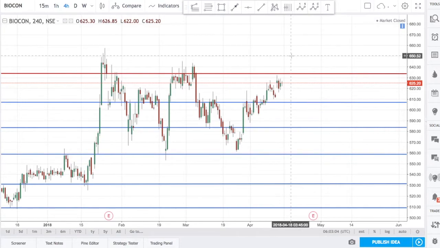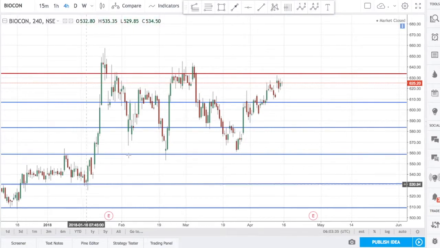Biocon is our next shorting opportunity to look out for in the next week. We have a favorable cypher pattern on Biocon. Always remember, we get advanced patterns during consolidations.